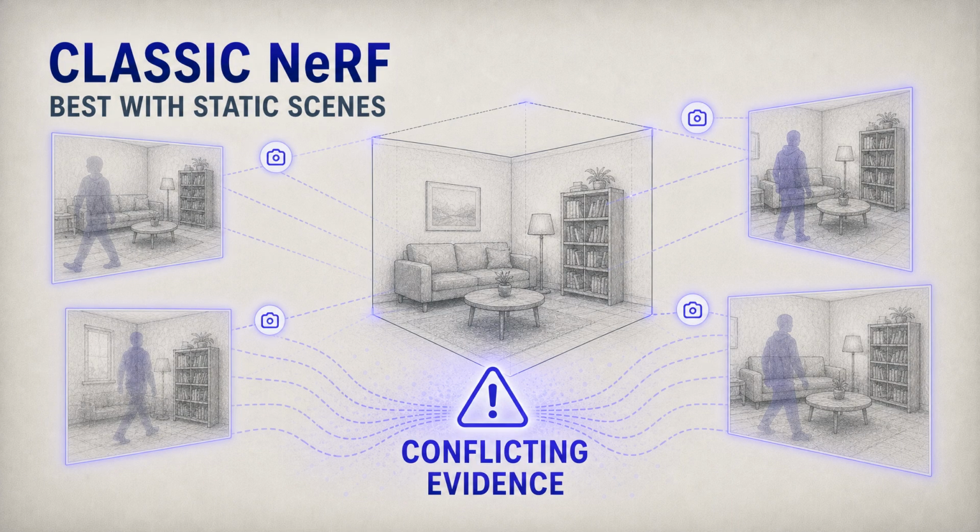Classic NeRF works best when the scene is mostly static. If people walk through the shot, leaves blow in the wind, or lighting changes dramatically, the model receives conflicting evidence. Special dynamic methods exist, but motion makes the problem harder.